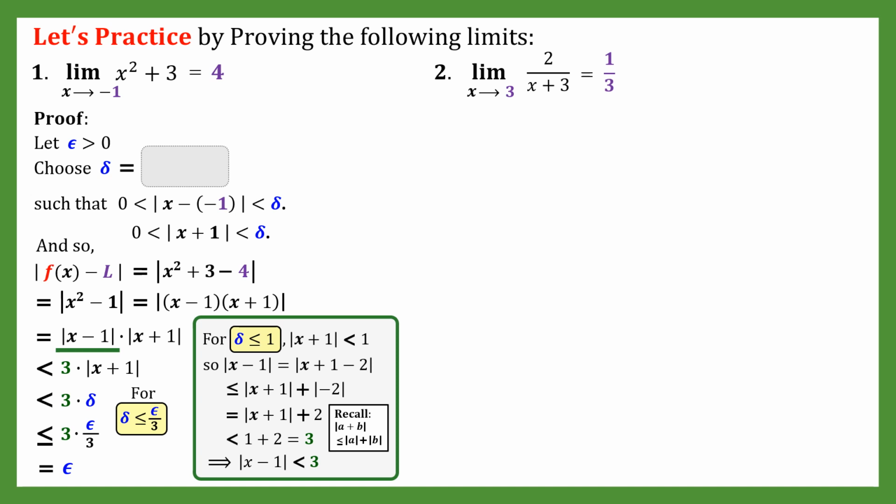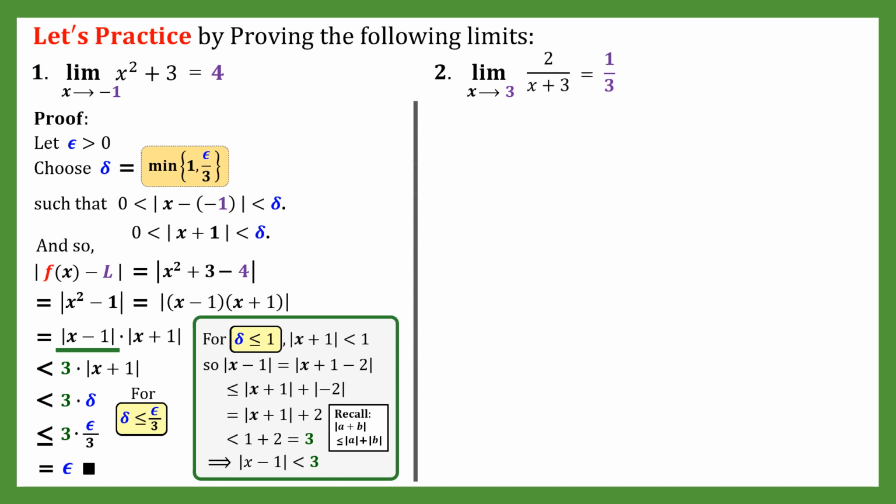And so, the restrictions for delta are: delta needs to be less than or equal to 1, and delta needs to be less than or equal to epsilon over 3. Hence, the delta value that needs to be chosen is the minimum value between 1 and epsilon over 3. This last result helps prove the first limit statement.